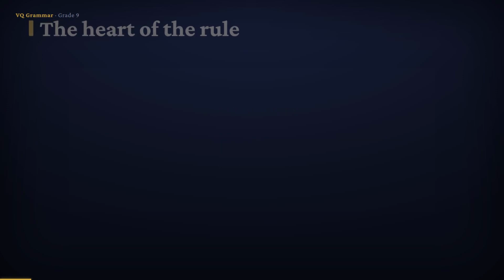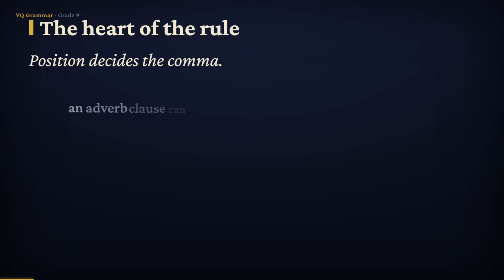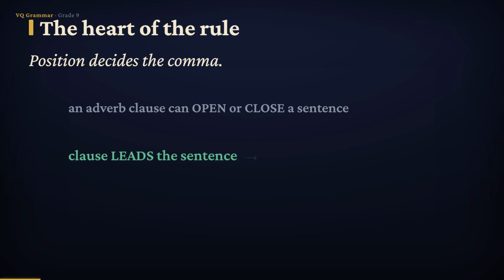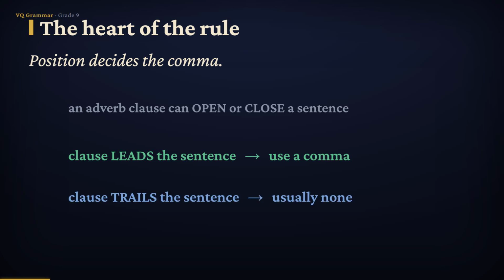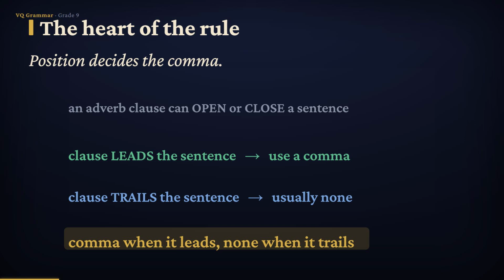Let's dig in. Here's the whole lesson in one idea. An adverb clause can either open a sentence or close it, and that position is what decides the comma. When the clause leads, when it comes first, before the main idea, you set it off with a comma. But when the clause trails, when it comes last, after the main idea, you usually use no comma at all. So say it with me and hold on to it. Comma when it leads, none when it trails. Everything else today is really just a variation on that one rule.